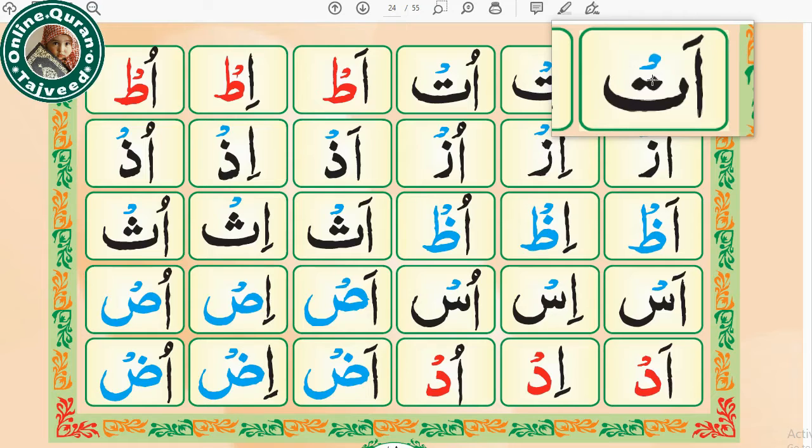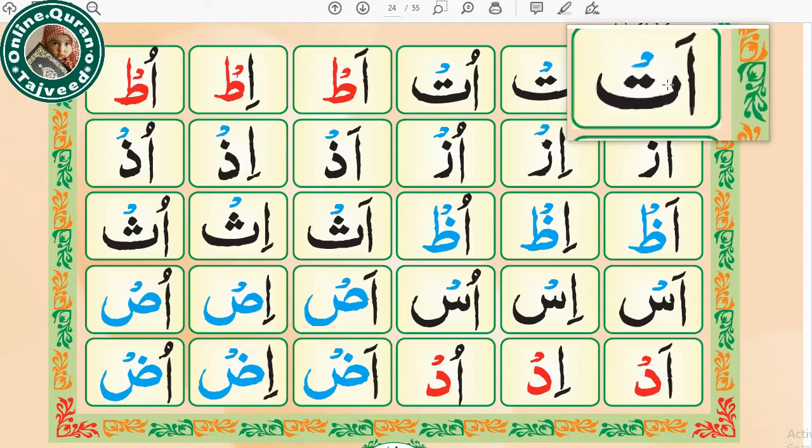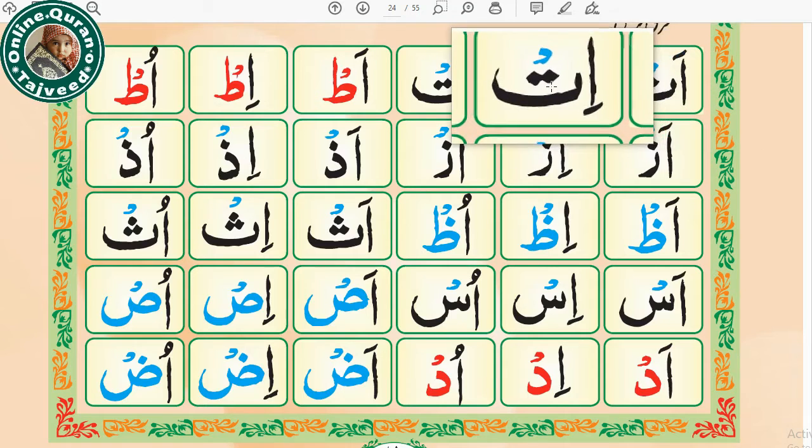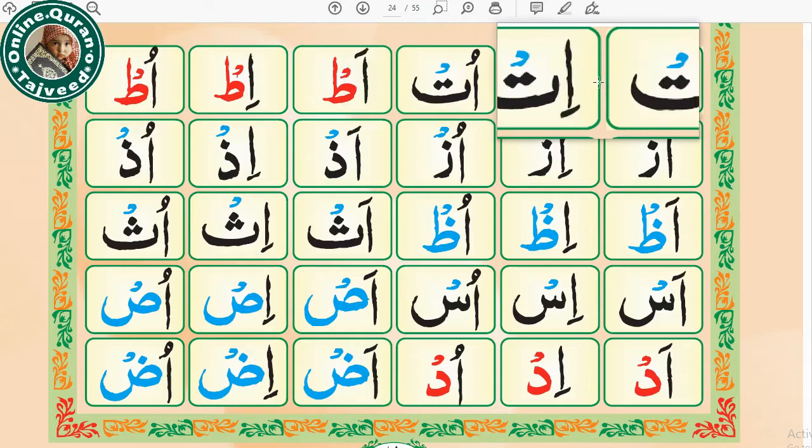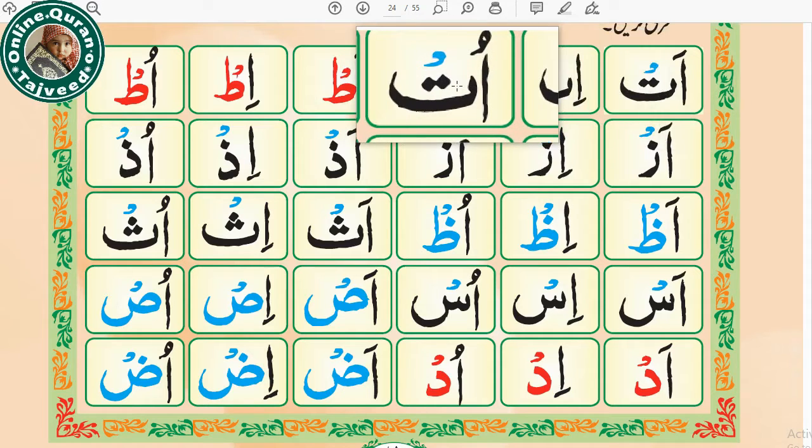Today we will start lesson number 11, Sakoon, Jazam. Every Sakoon letter or Jazam letter will be preceded by a Mutaharrik letter. Mutaharrik means a Fatha, Kasra or Dhamma letter will be connected with Sakoon or Jazam. So let's start. Alif Ta Fatha At, Alif Ta Kasra It, Alif Ta Dhamma Ut. At, It, Ut.